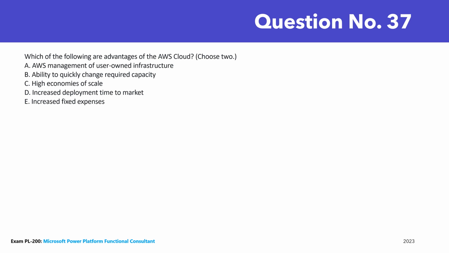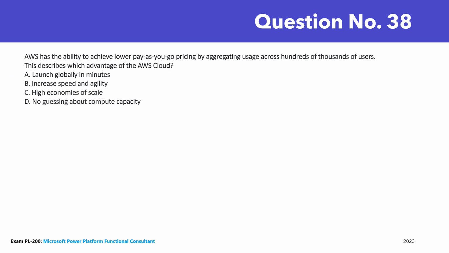Which of the following are advantages of the AWS Cloud? Choose 2. A. AWS management of user-owned infrastructure. B. Ability to quickly change required capacity. C. High economies of scale. D. Increased deployment time to market. E. Increased fixed expenses. Correct answer, B and C.